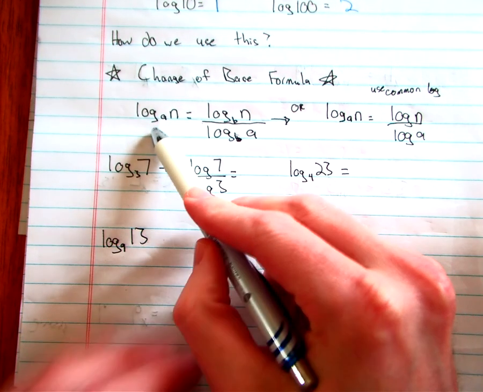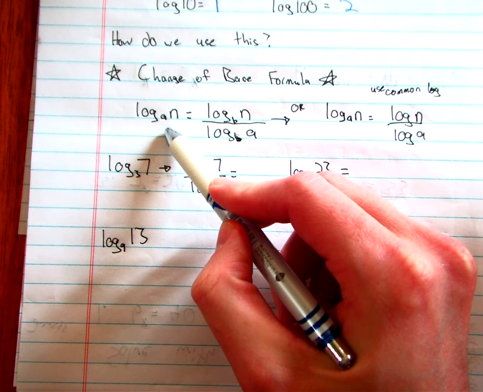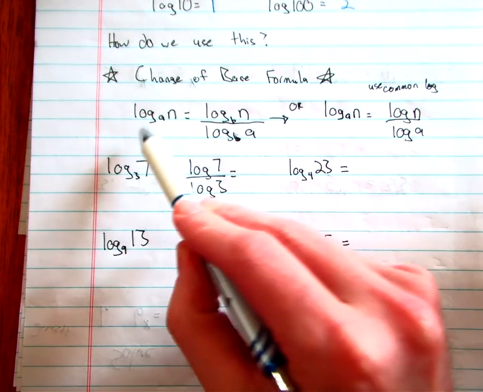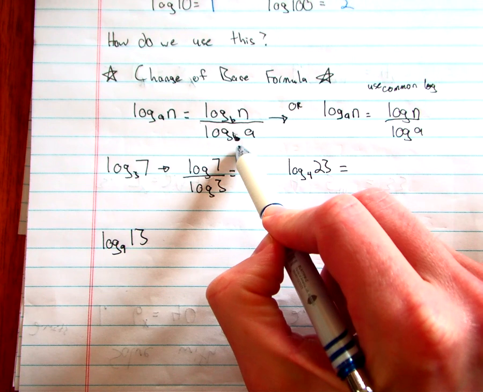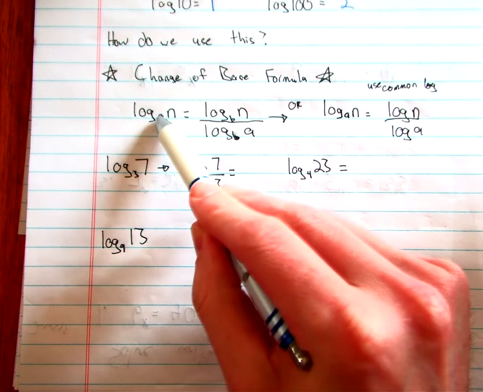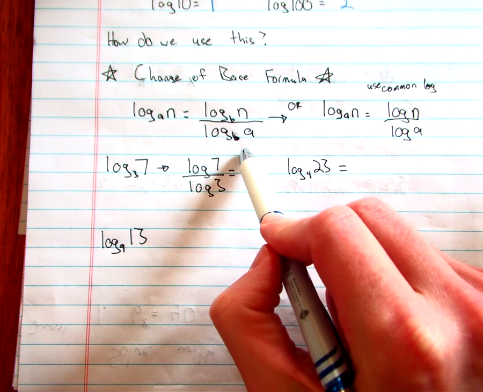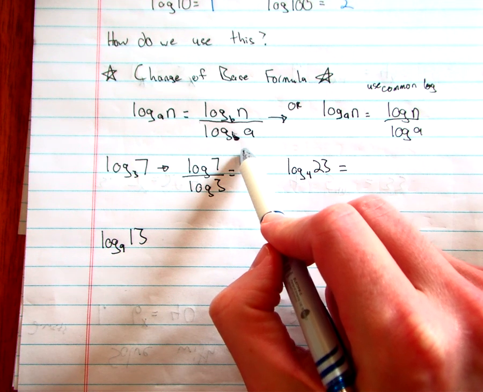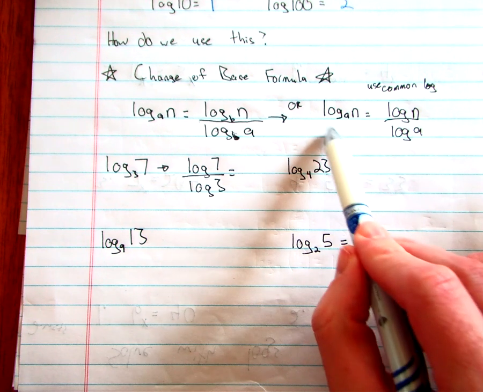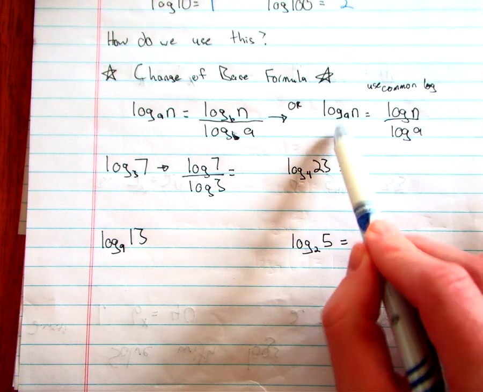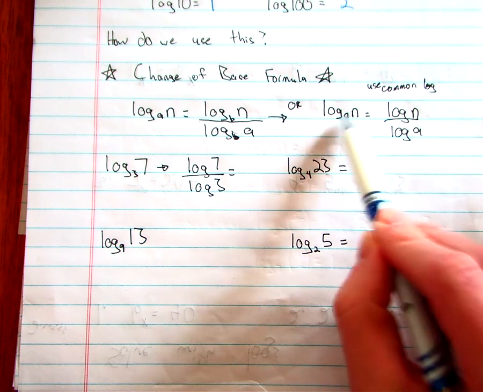Okay, so if I have log base A of n and I want to change it to some other base, B, we're going to go log base B of what the big number was on top, over log base B, our new base B, of A on the bottom. And what we're usually going to do is use the common log, because that's the button on our calculator. So log base A of n would split up into common log of n divided by common log of A, what our old base was.